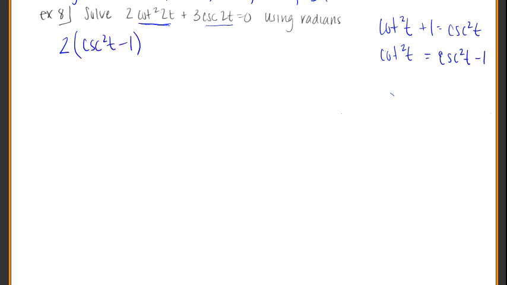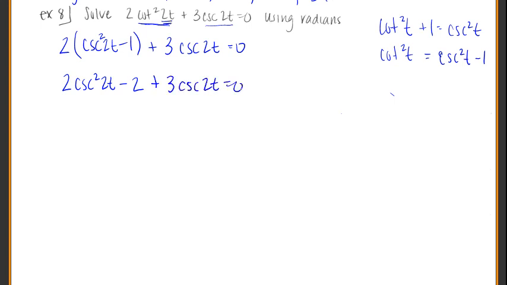Okay, so start there. 2 times cosecant squared t minus 1. And looky here, I'm so used to writing my angle as just t's, but really what my angle should be is 2t, because that's what it was up here. So I got to make sure I keep that straight. And 3 cosecant 2t equals 0. All right, multiplying this out, 2 cosecant squared 2t minus 2 plus 3 cosecant 2t equals 0.